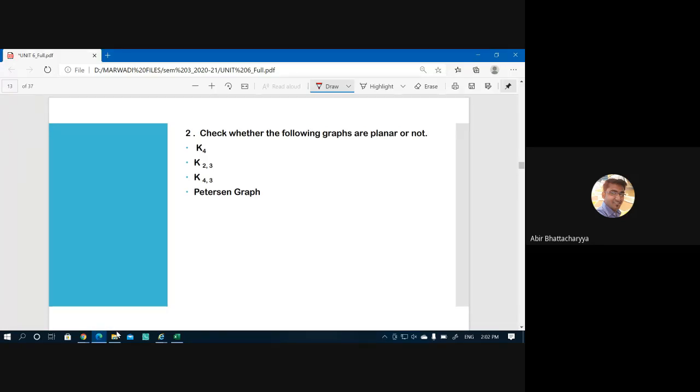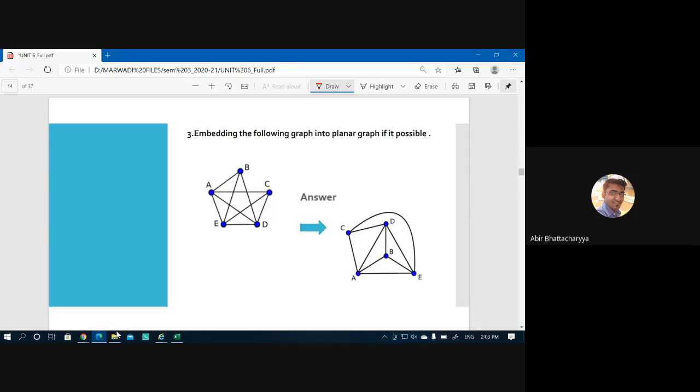Petersen graph you can check whether it is non-planar or planar. It's a non-planar graph. We can ask you to check whether the Petersen graph is non-planar or planar. You have to draw the graph and try your level best to make an embedding. Okay, at last you will fail to embed. Okay, embed the graph. So embedding the following graphs into planar graphs.